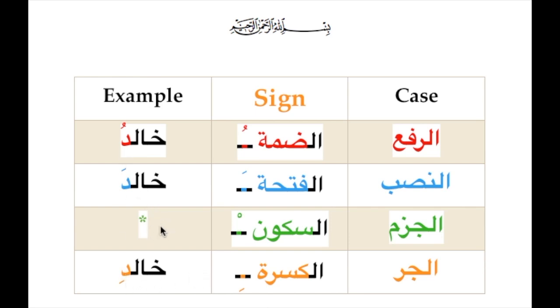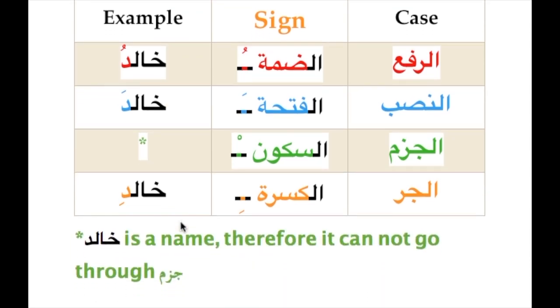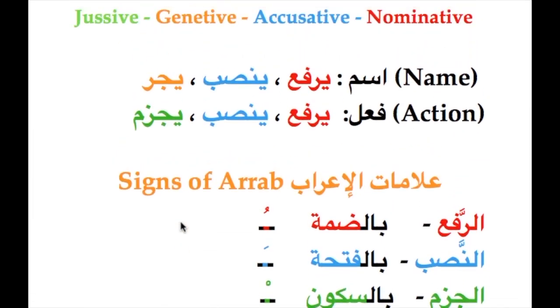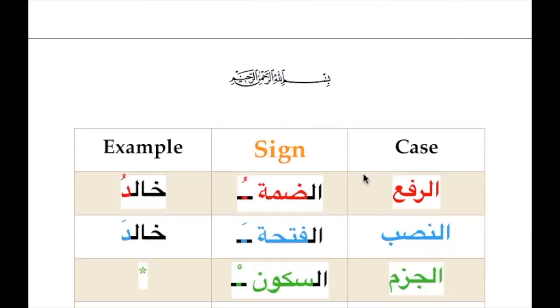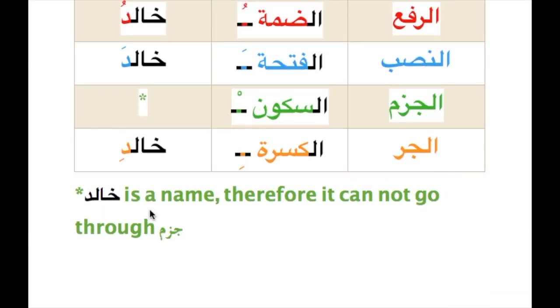Notice that I did not put it in the jazm state. Why? Because if you remember, we go back, names do not get jazm. Only af'al get jazm. I added that note here: Khalid is a name, therefore it cannot go through jazm. So we left that empty.